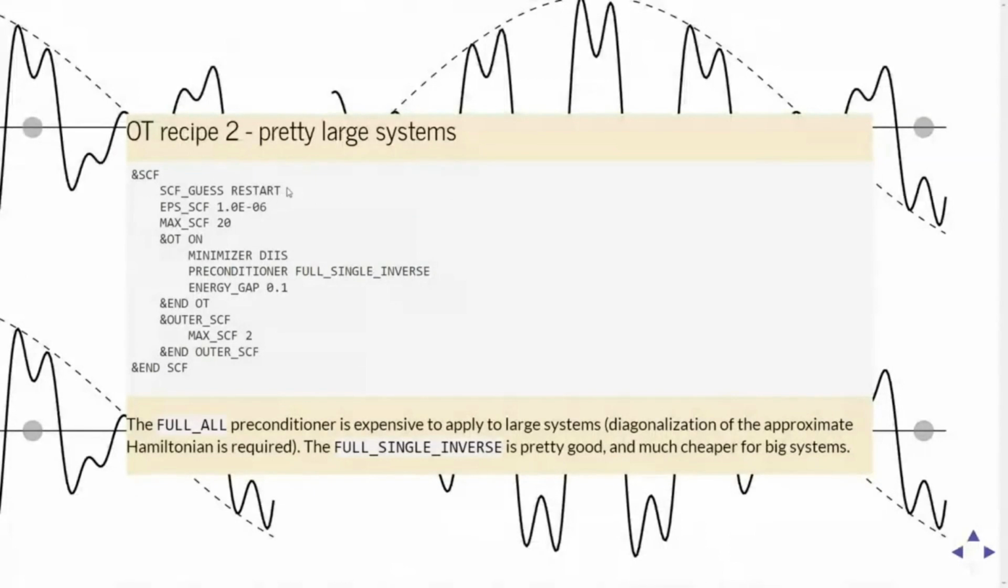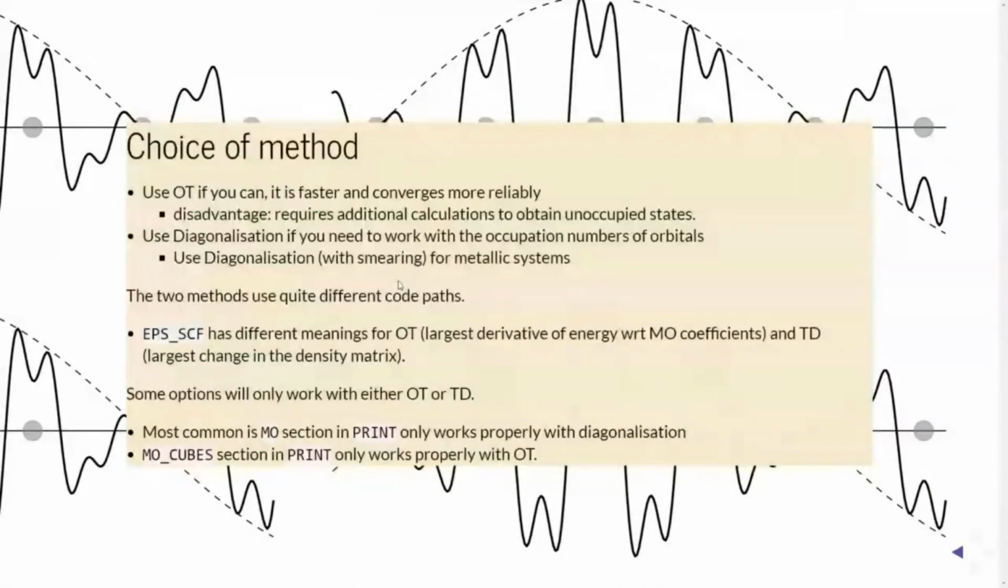For large systems, there's a different preconditioner. It's not quite as good, but it's much cheaper to construct. Why would you use different ones? OT only works for insulating systems, so you've got at least, let's say, a 0.2 to 0.3 electron volt band gap. If you haven't got that, OT is going to really struggle. If you've got a metallic system, then you need to use diagonalization and you need to use smearing. There are some differences sometimes in the outputs you can get from the code, but I won't go into this now.